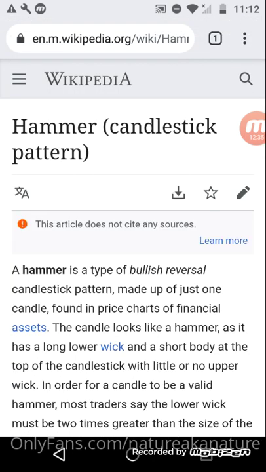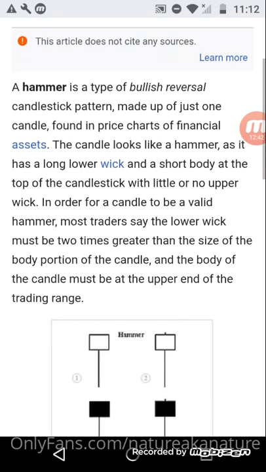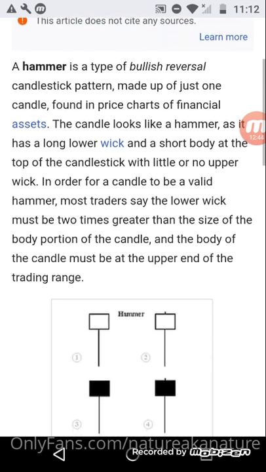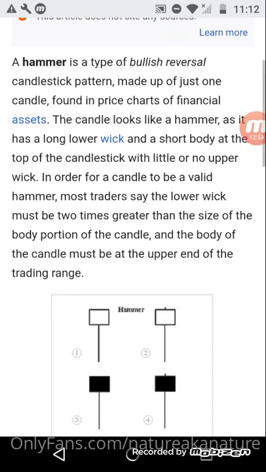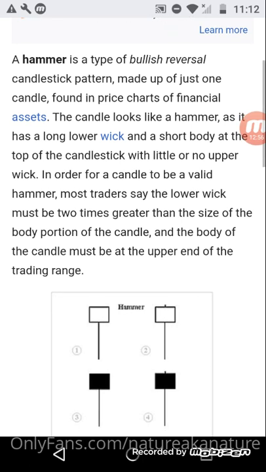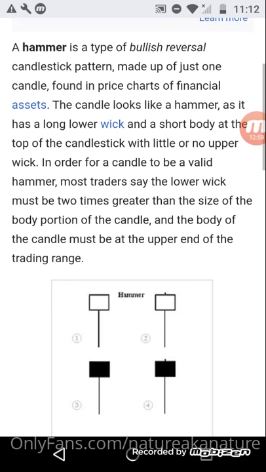A hammer is a type of bullish reversal. This is also a hammer. So a hammer is a type of bullish reversal candlestick pattern made of just one candle found in the price of a financial asset. The candle looks like a hammer as it has a long wick sticking out at the bottom and a short body at the top of the candlestick with little or no upper wick.